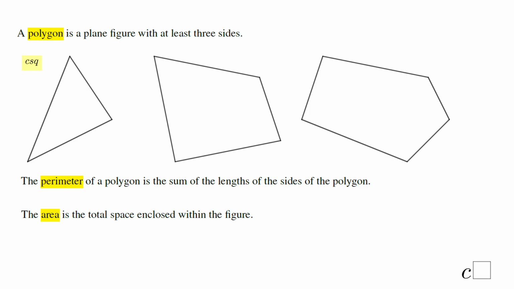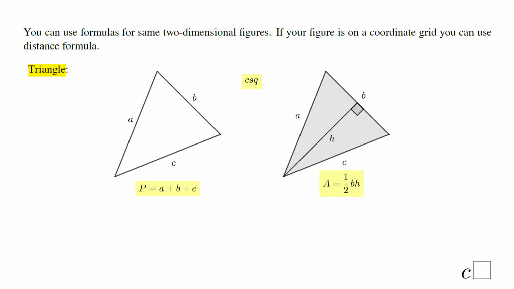The perimeter of a polygon is the sum of the lengths of the sides of the polygon, and you'll see that in this lesson. And the area is the total space enclosed within the figure. What is inside? You will see that in the lesson. We'll start with the first one, the three sides, the triangle I mentioned before.